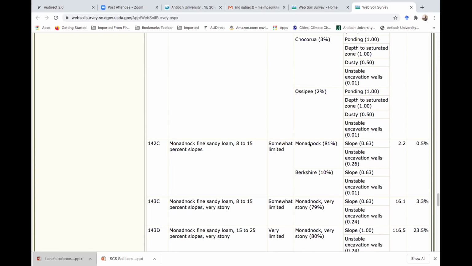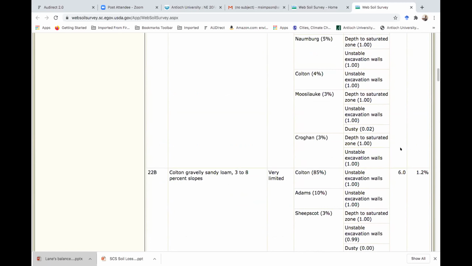Monadnock soils make up 81% of your watershed. So if you're going to develop your watershed into parcels, you would say, well, most of it I can put house footprints in with a shallow basement. Okay. And it gives you the slope and some other characteristics on these tables.